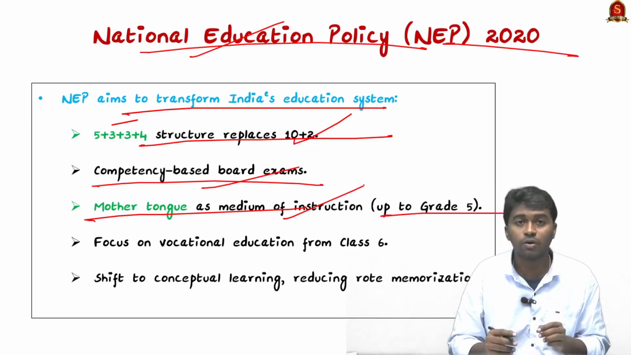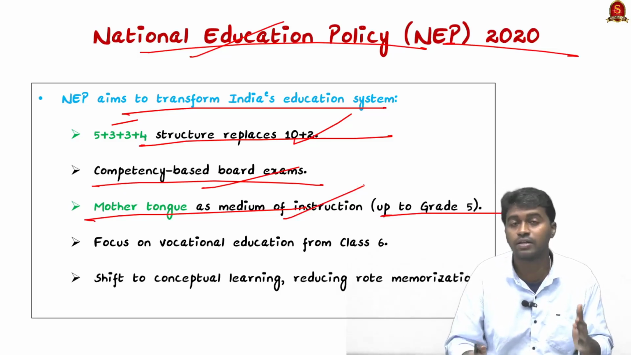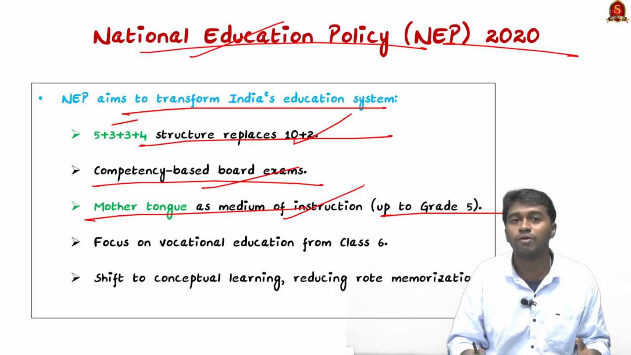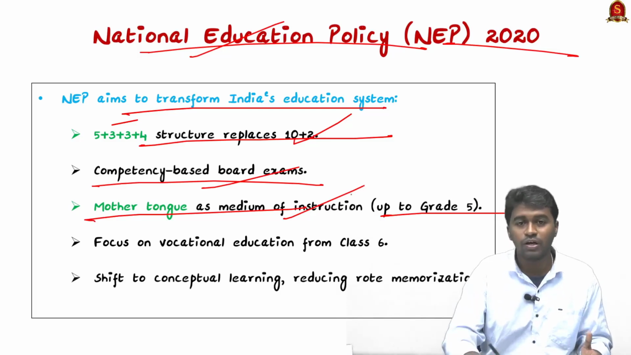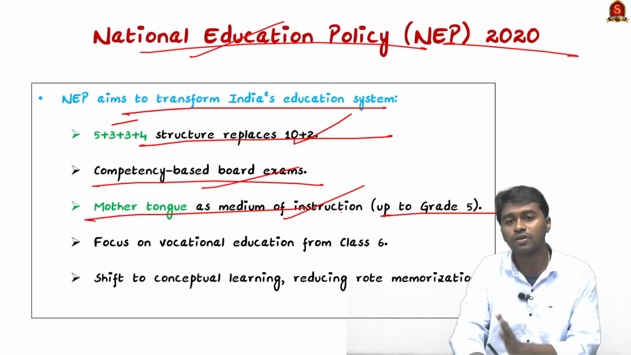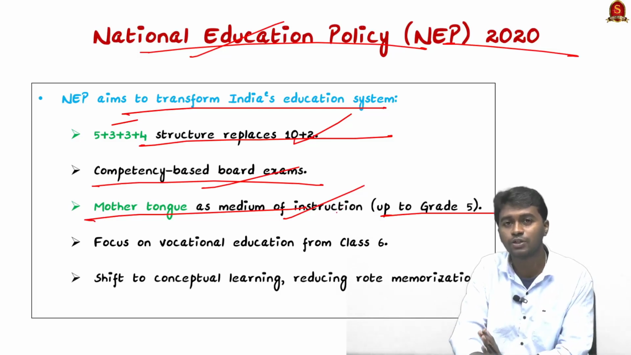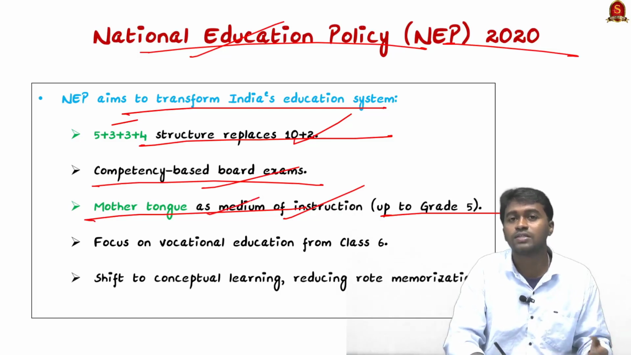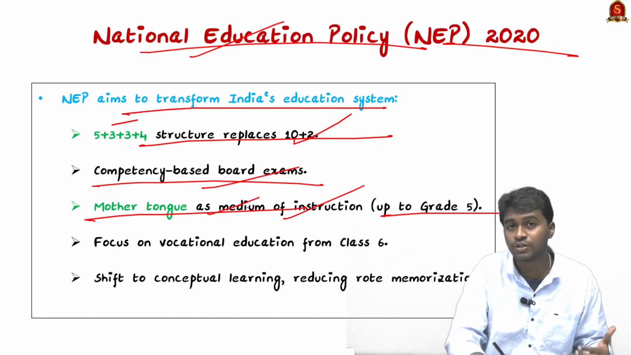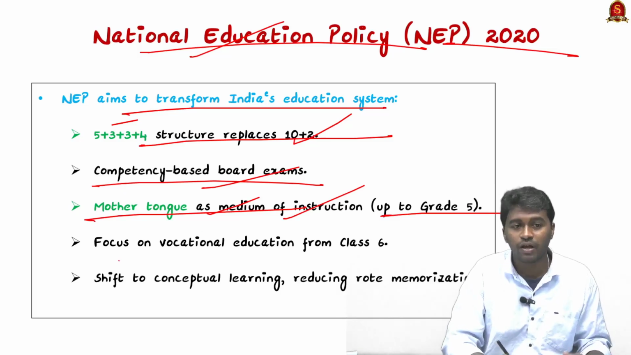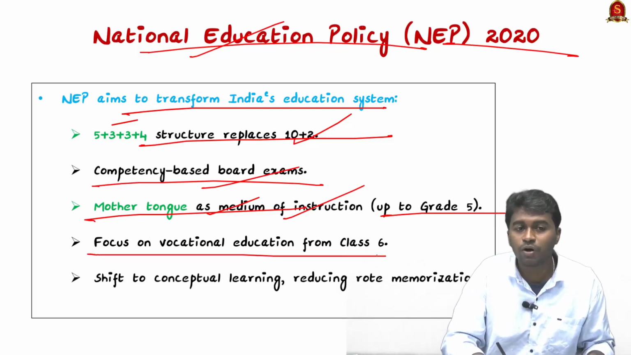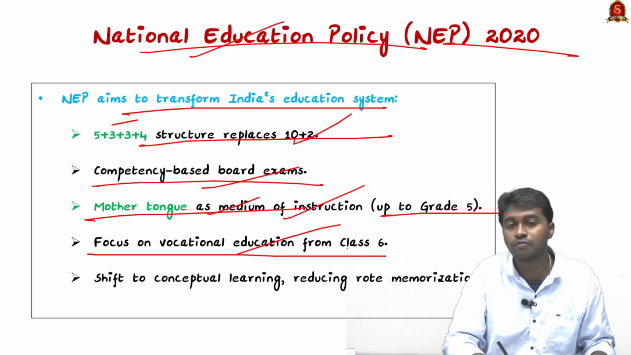But here the psychologists and doctors raised the concern that the best time to teach something to someone is before the age of 10. So if English education is provided after 5th grade, meaning after the age of 10, it raises concerns about the students' ability to understand English and develop the language. And we know that English is the gateway or window to world knowledge. And the next is focus on vocational education from class 6.